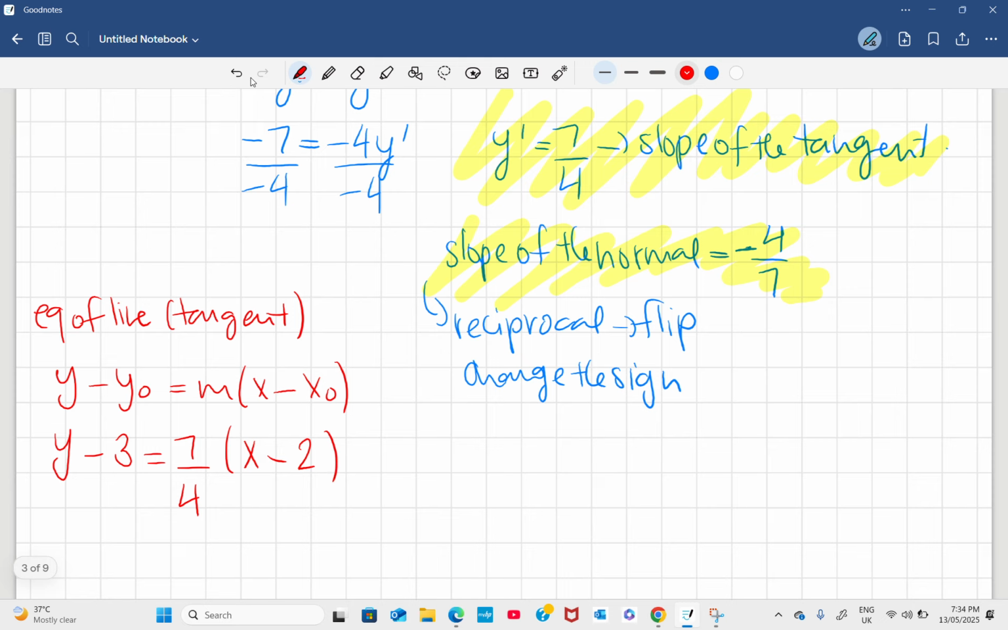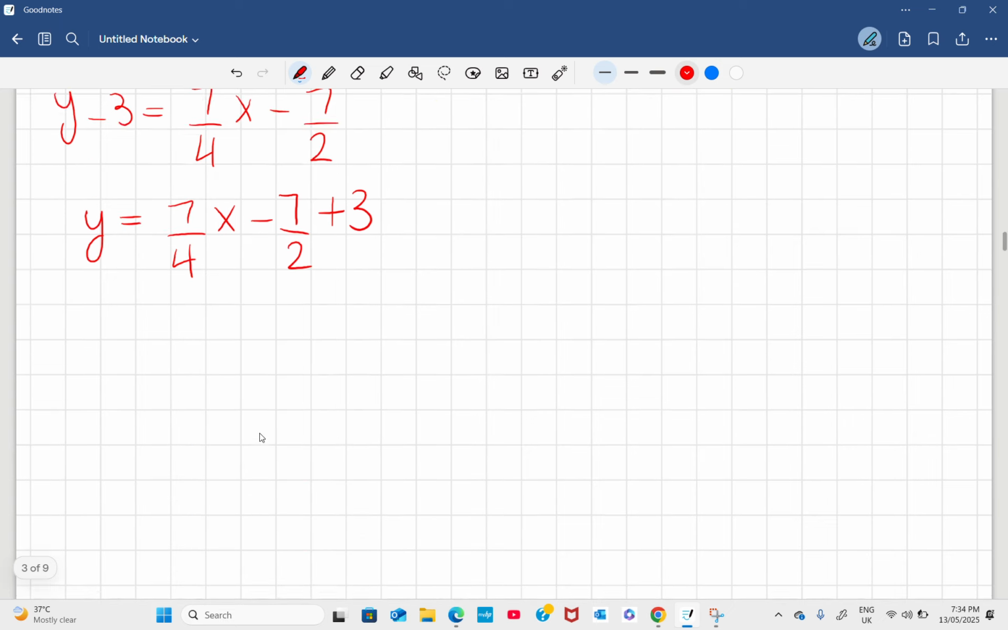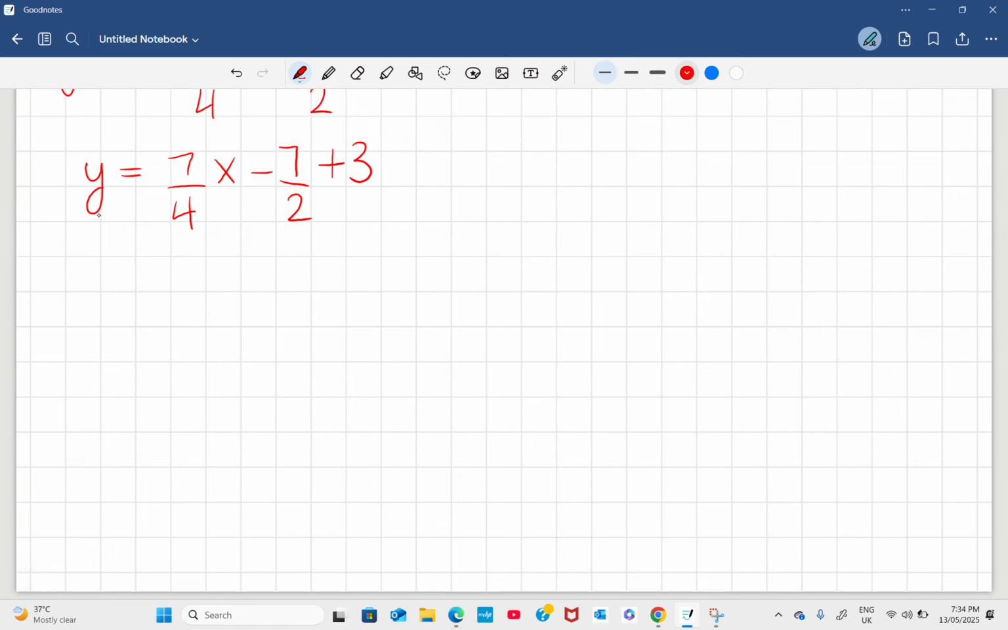So I'm gonna end up with y minus 3 equals 7 over 4 x minus 7 over 4 times negative 2, which is going to give me minus 7 over 2. So y equals 7 over 4x minus 7 over 2 plus 3. I like to solve step by step so I don't get confused. So my final equation is y equals 7 over 4x minus half. This is the equation of the tangent line.